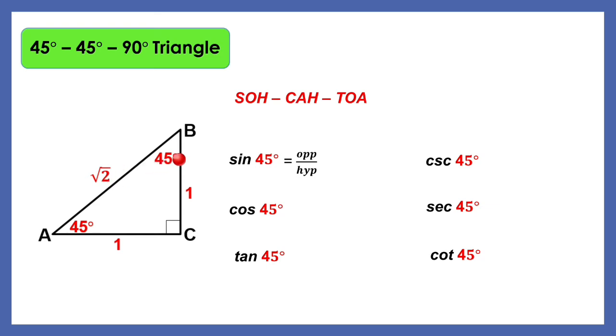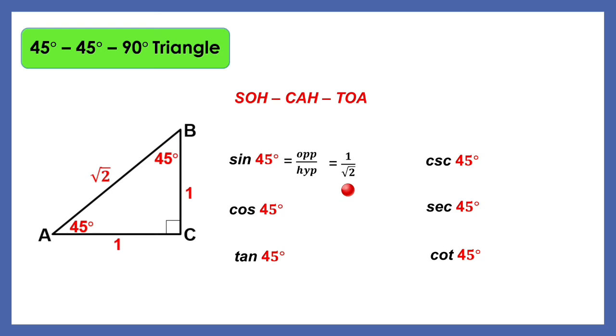Okay, try natin yung angle B. Angle B is 45 degrees. Yung opposite side niya is AC, measures 1. And then, ang hypotenuse is square root of 2. So, parehas lang. Ang ating ratio is 1 over square root of 2.